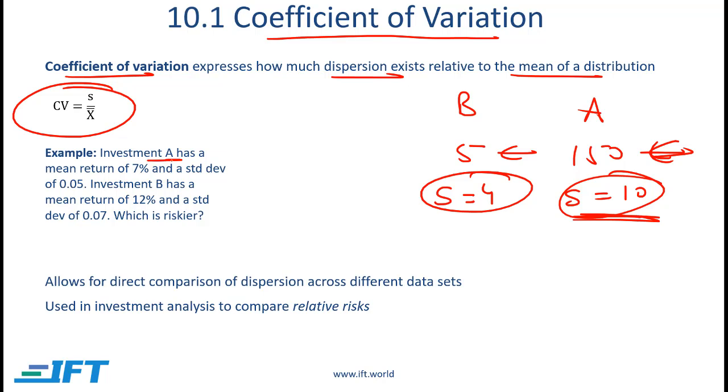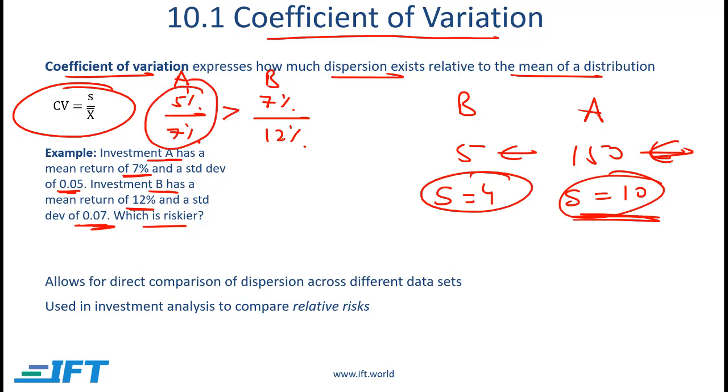Now, if we have investment A with a mean return of 7% and a standard deviation of 0.05, and B has a mean return of 12% and a standard deviation of 0.07, which is riskier? To compare these two investments, we should calculate the coefficient of variation for both. So for A, the coefficient of variation will be the standard deviation, which is 0.05. We can write this as a percent. So we can have 5% divided by the mean return, which is 7%. And for B, we have the standard deviation, which is 7% divided by the mean return of 12%. So here we can clearly see that 5 over 7 is greater than 7 over 12. Therefore, we can say that A has greater risk.